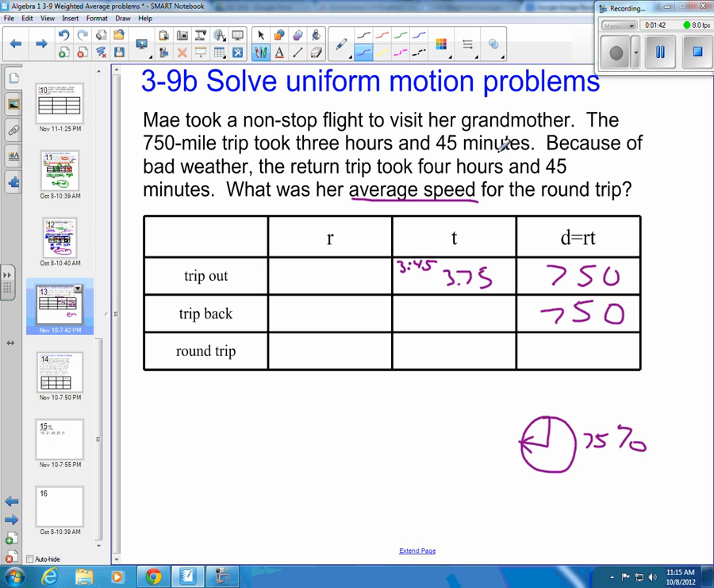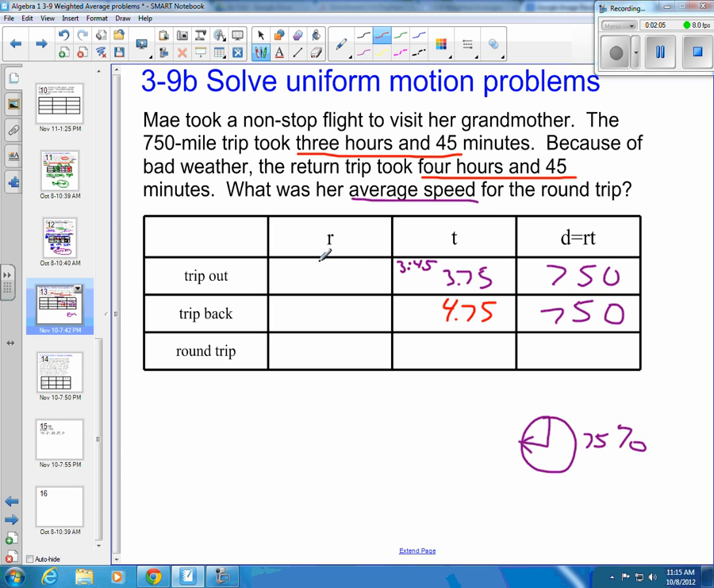And then the return trip took 4 hours. So we've got 3 hours and 45 minutes, and we've got 4 hours and 45 minutes. And again, 45 minutes is 75% of the way around, so this would be 4.75. And we want to know what was the average speed for the round trip.